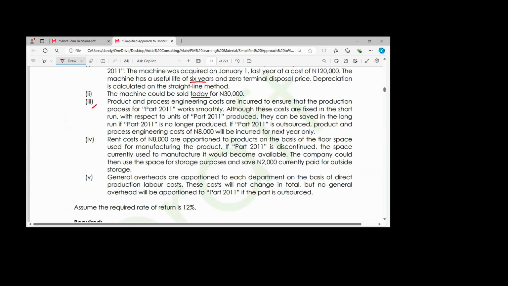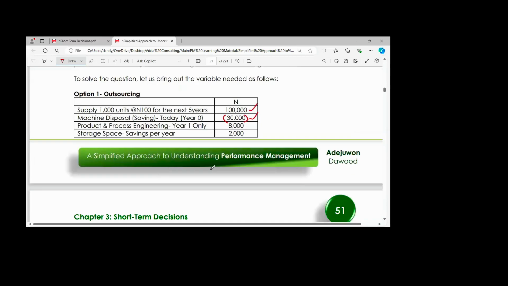If Part 2011 is outsourced, product and process engineering cost of 8,000 naira will be incurred for the next year only. Next year only means year 1. To account for 1 year, you have to count 12 months. So when you say the next year only, it means only year 1. So this product and process engineering cost of 8,000 will be incurred in year 1, and that's why you are seeing in my analysis here, product and process engineering year 1 only, which is 8,000 naira.